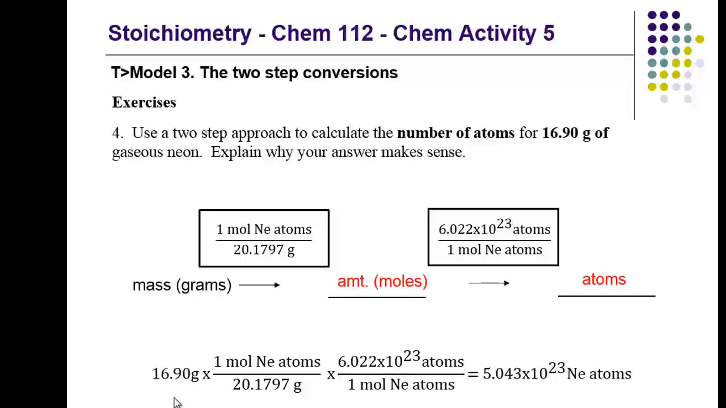It's helpful to realize that that 16.90 grams is a little less than the molar mass of neon. And so you can see that the actual number of neon atoms is a little less than Avogadro's number. So this answer does make sense. And so we're addressing the question, explain why your answer makes sense. In terms of canceling units, I see that moles of neon atoms cancel, moles of neon atoms cancel, and mass cancels and mass cancels.